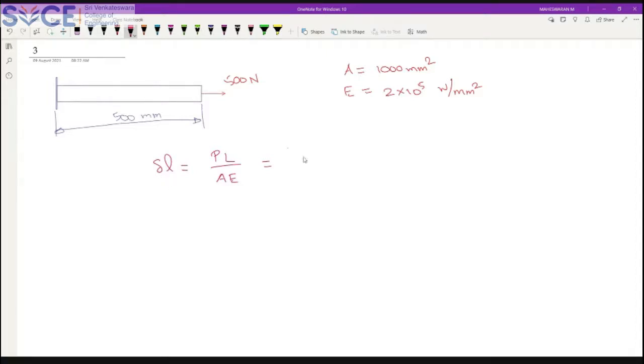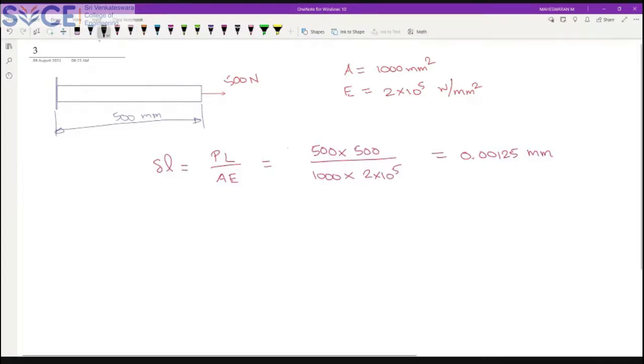Let me substitute it. So 500 into L, which is again 500, divided by A, which is 1000, into E. So E is 2 into 10 to 5. So how much will you get? What I am getting is 0.00125, right? So this is in mm. This is the value. So this is our usual method, the strength of materials approach we use to solve it.